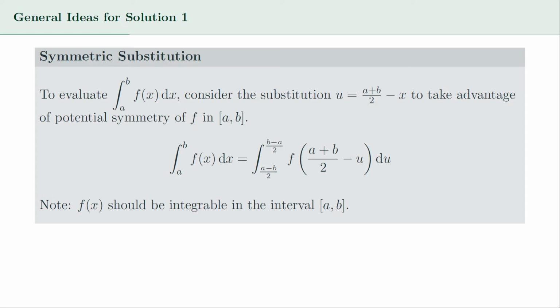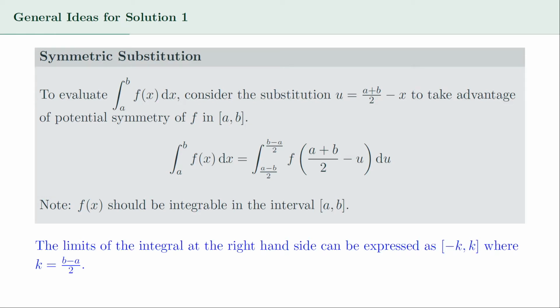So the limits of the integral become (b minus a) over 2, that's the upper limit, and then the lower limit is (a minus b) over 2. Of course, this assumes that the integral is integrable in the interval a, b. Note carefully that the limits of the resulting integral are in the form negative k to k, where k is equal to (b minus a) over 2.